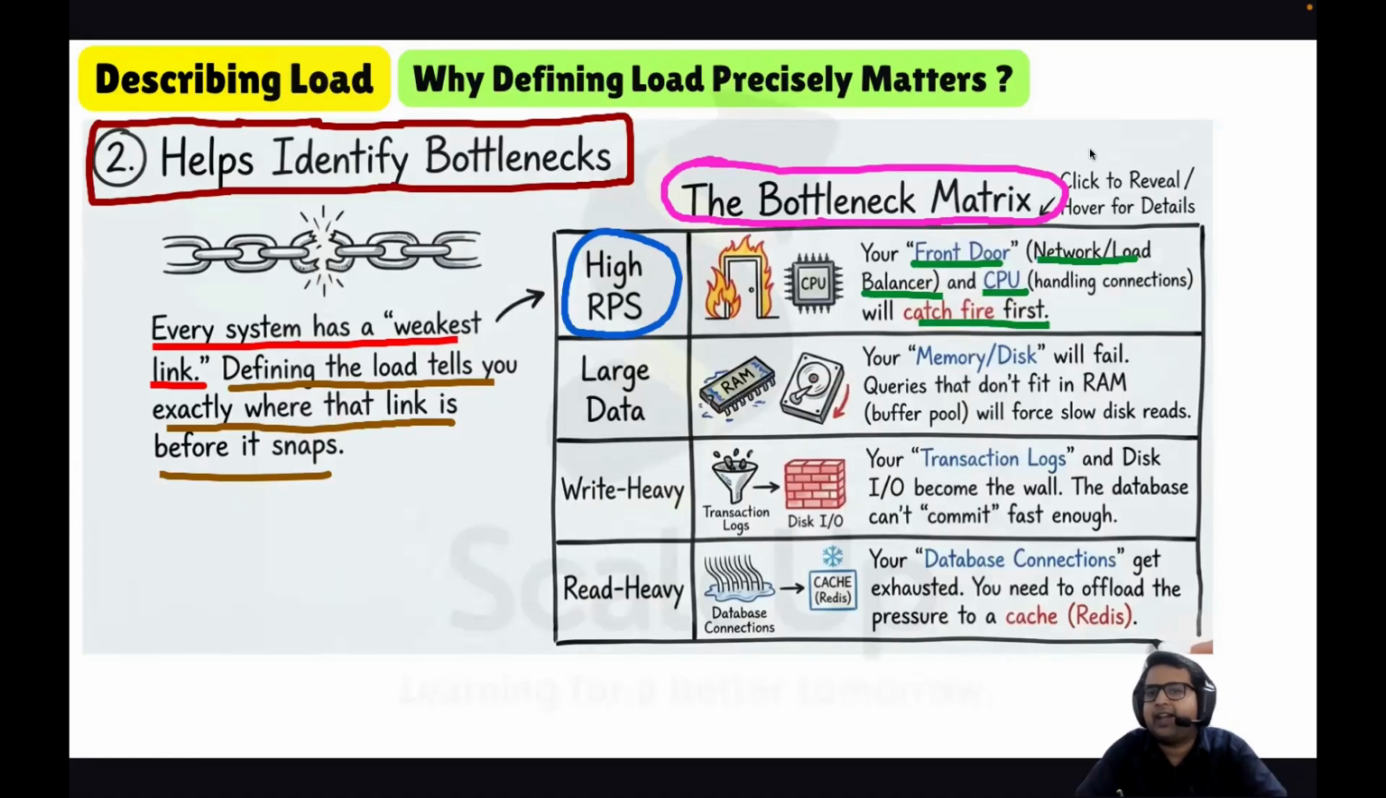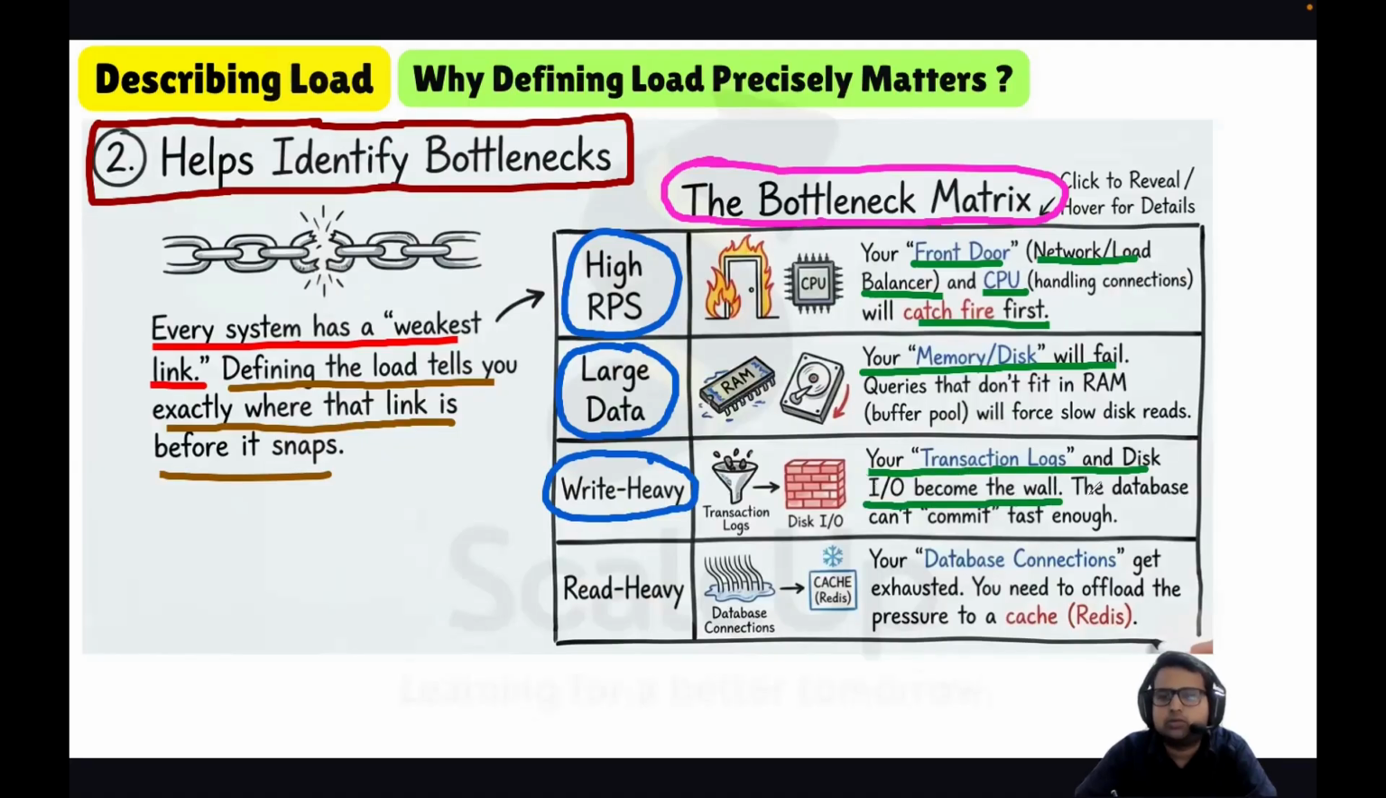Similarly, for large data volume, your memory and disk will fail. So the weakest link will be your memory and disk. Queries that don't fit in RAM will force slow disk reads. And for write-heavy requests, your transaction logs and disk IO become the weakest link. The transaction logs and the disk input output become the wall, because the database can't commit fast enough.